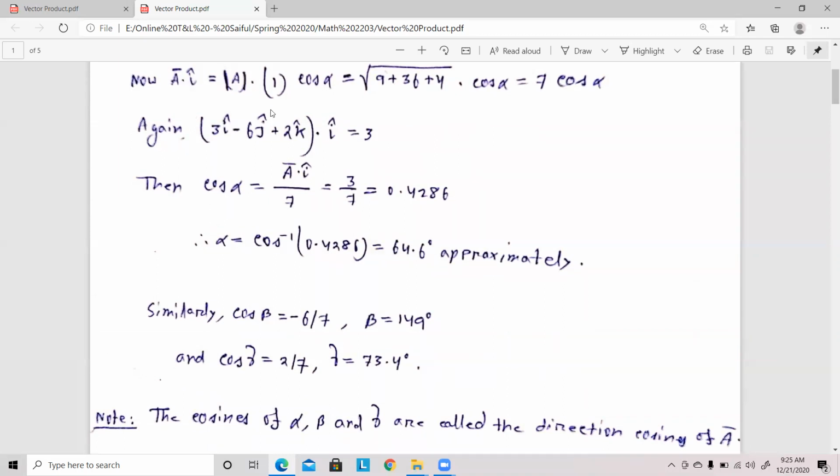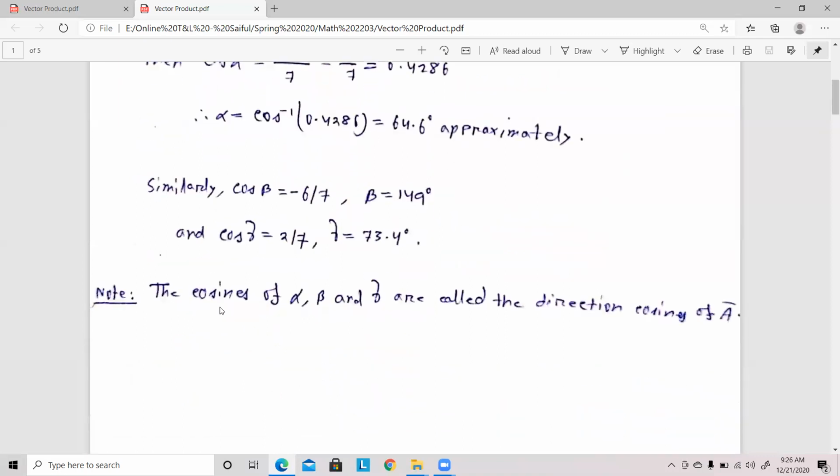A dot i is 3, and we get cos alpha equal to A dot i by 7, that means 3 by 7. Using a calculator, this is equal to 0.4286, from which we can easily find the angle alpha, which is alpha equal to cos inverse of this, and using a calculator we get approximately 64.6 degrees. Similarly, we can find cos beta and cos gamma, hence the angles beta and gamma.